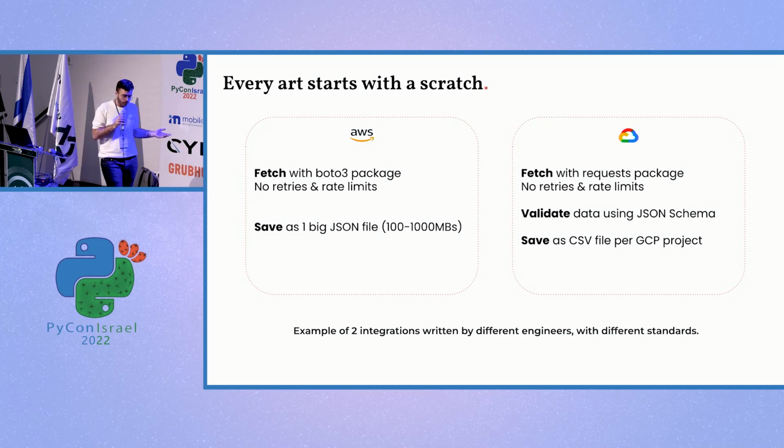Okay, so when I joined DAS, I did a little digging in the code, and I found two integrations that we have: one is AWS and the second one is GCP. And naive me thought, okay, it's going to be the same, right? It's almost the same, but I saw that a developer wrote the AWS integration and saved all the data as one big JSON file, which can be huge. And another developer was more responsible and split the data by GCP projects, but saved it in a CSV file. So there is no consistency.